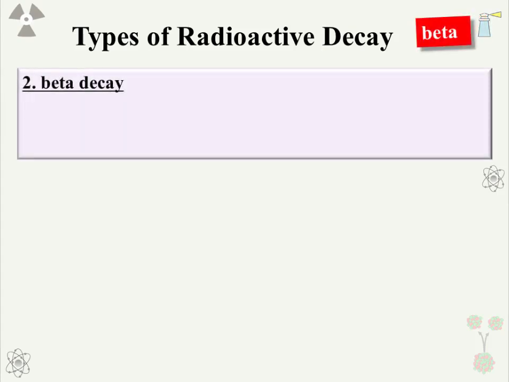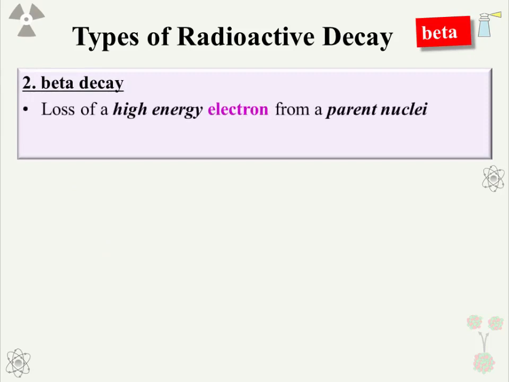The next type of decay is beta. It is the loss of a high-energy electron from a parent nuclei. Beta is the Greek equivalent of the letter B and has the nuclear designation of e for electron, with a mass number of 0 or approximately 0 and a charge of -1.